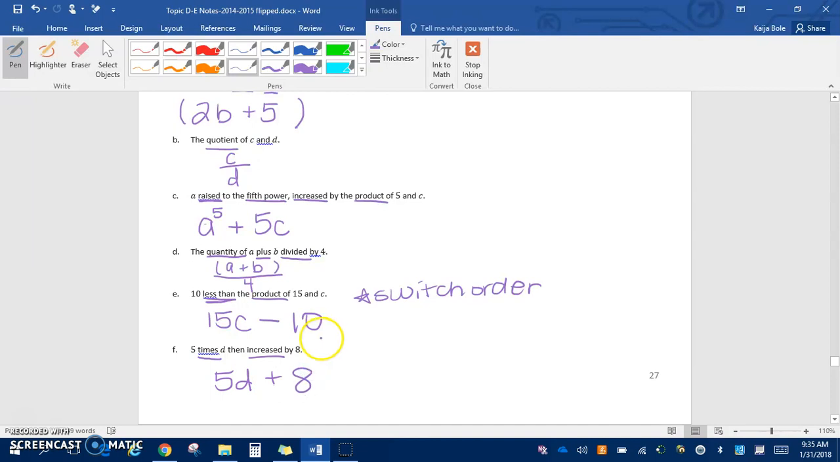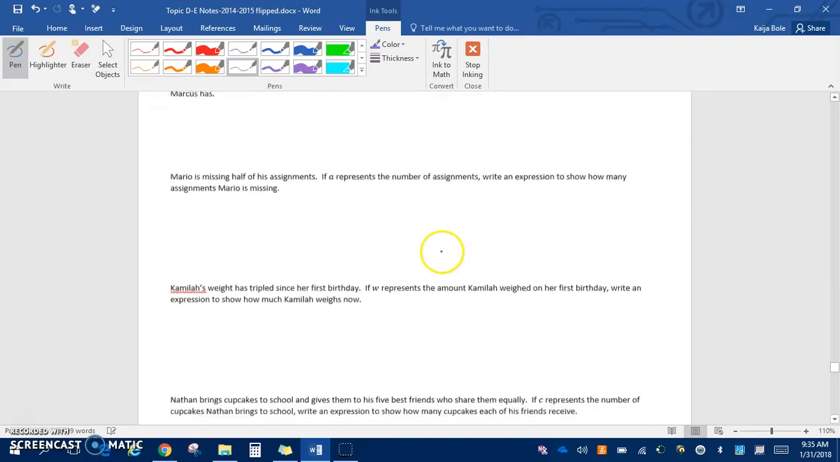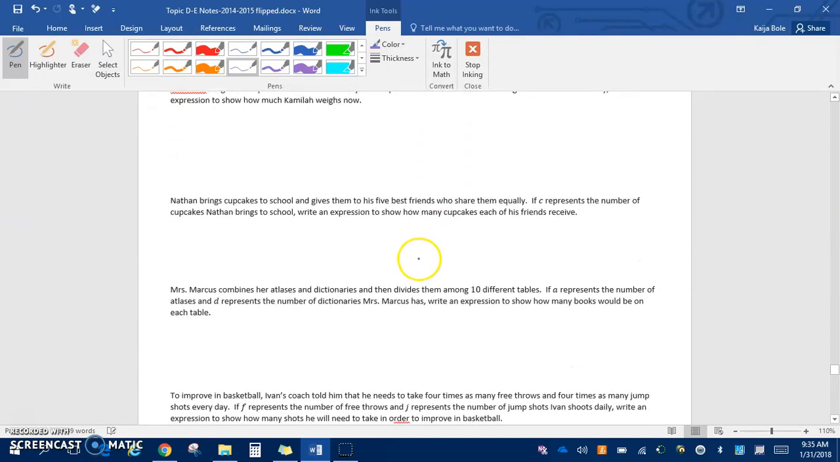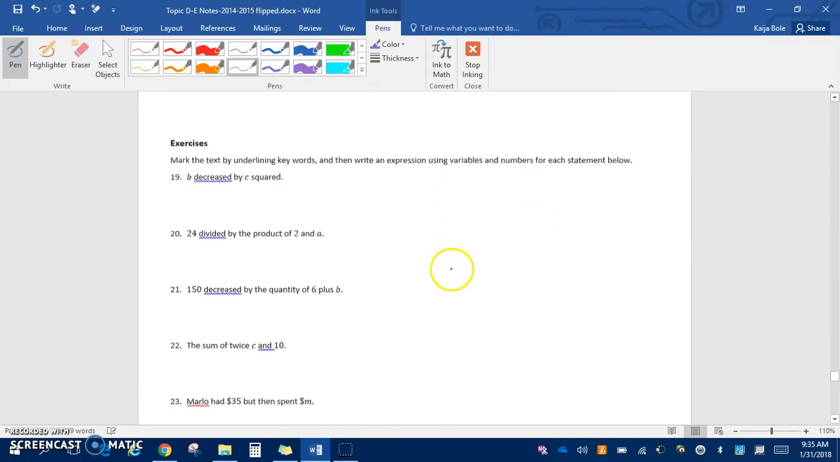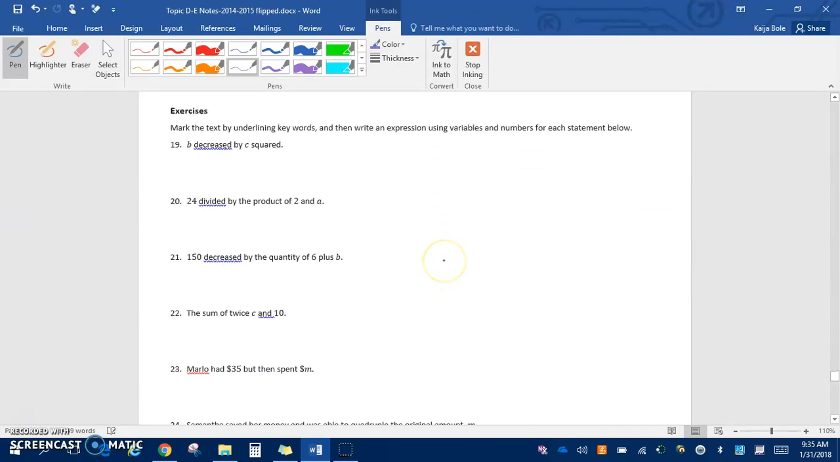Alright, we're going to skip the whole second page. So you're going to flip to page 29 in your notes, and we're just going to do the first few examples here. It says mark the text by underlining keywords and then write an expression using variables and numbers for each statement below. So same thing like we did before.